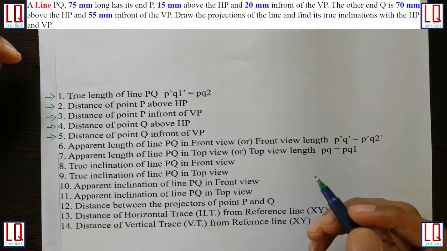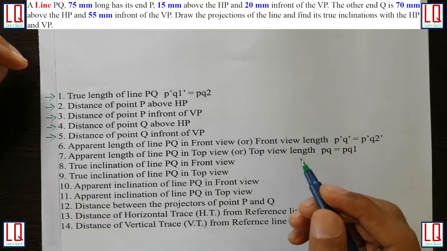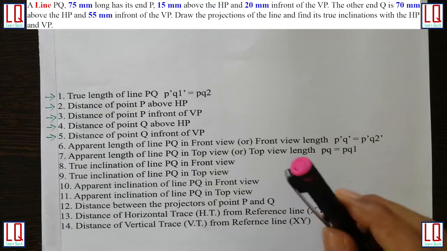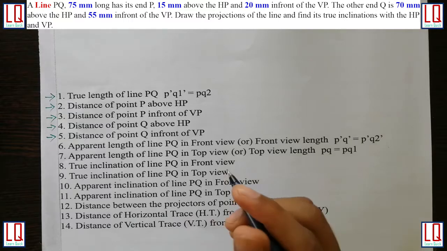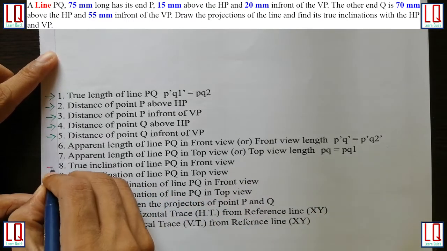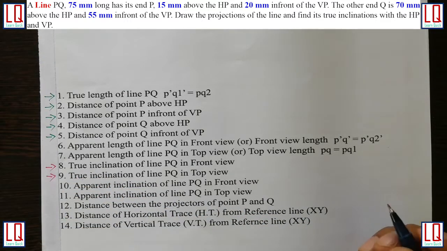So what we have to draw and what we have to find? Draw the projection of the straight line and find its true inclination with HP and VP. So they have asked to draw the complete projection and then find the true inclination of the line with HP and then VP. So they have asked us to find the data number 8 and data number 9.